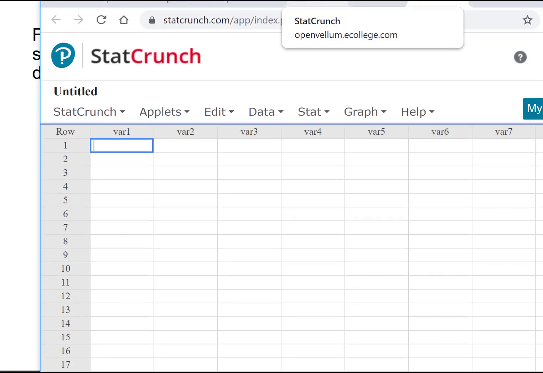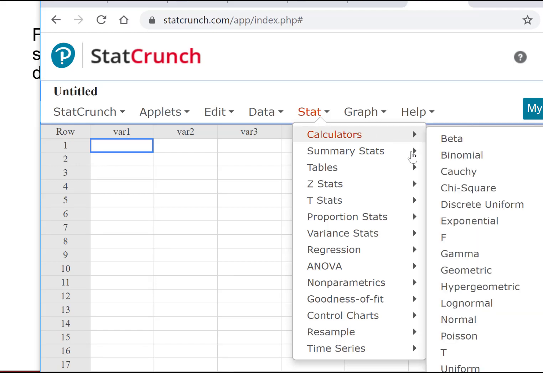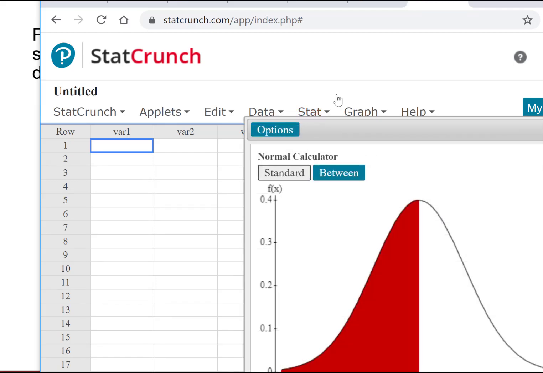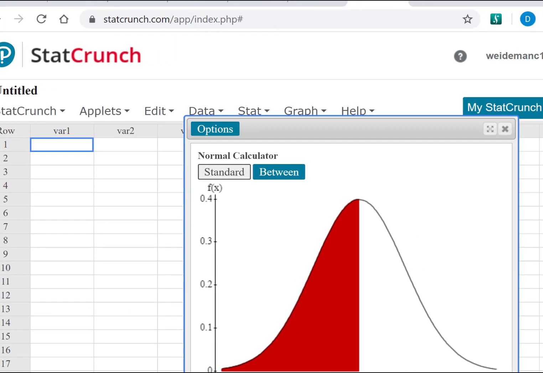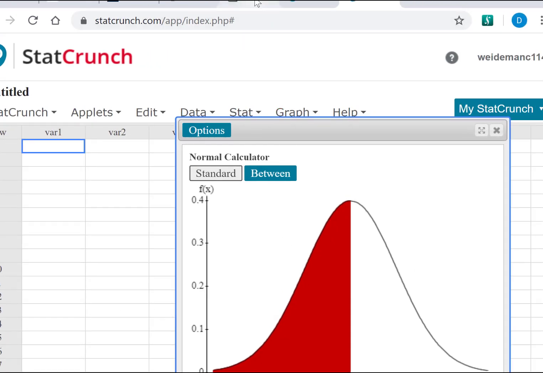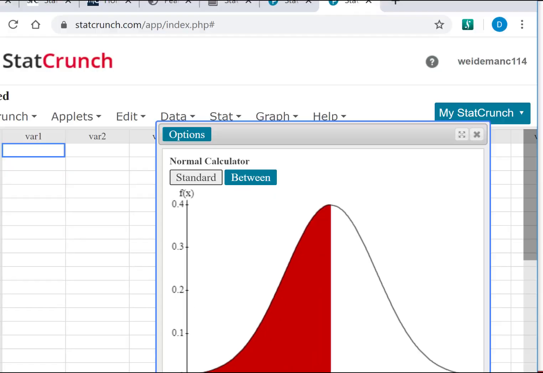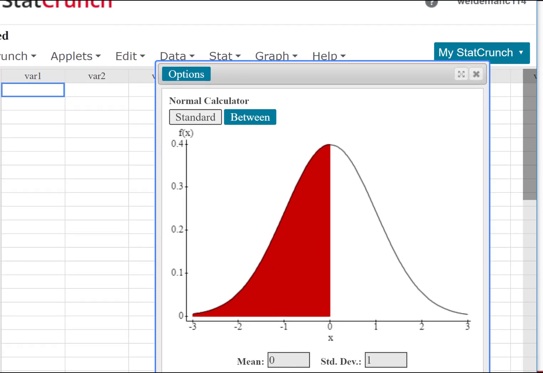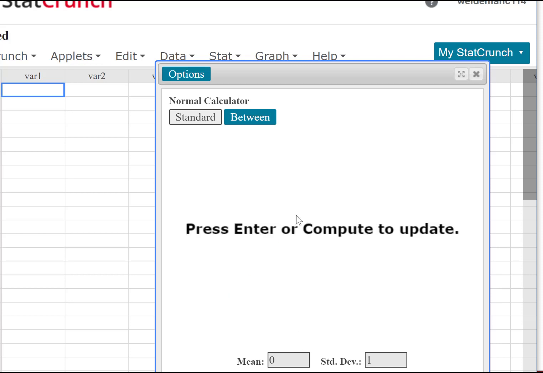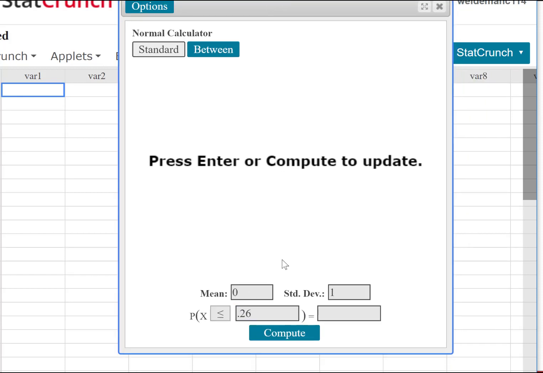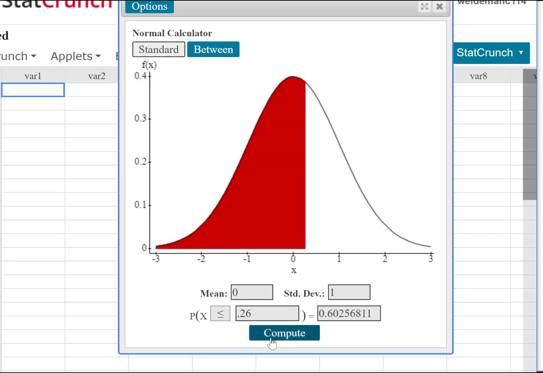We want 0 and 1, so I'm going to go to Stat, Calculator, Normal, and I want to bring this over here so you make sure you can see it. If you remember our problem, we wanted the Z-score to be 0.26. I'm going to put that in this window right here. And we've got the standard normal here. We've got less than or equal to, and then we just did a compute, and there's my probability right there.